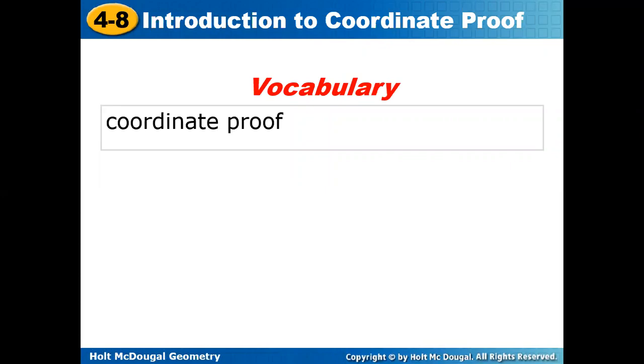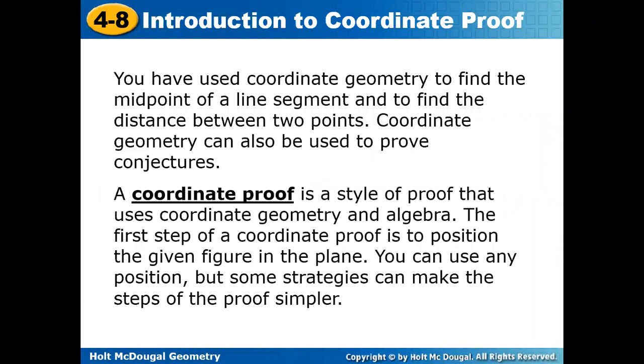We have now lesson 8 in chapter 4, Introduction to Coordinate Proof. We have used coordinate geometry to find the midpoint of a line segment and to find the distance between 2 points. Coordinate geometry can also be used to prove conjectures, okay? A coordinate proof is a style of proof that uses coordinate geometry and algebra.